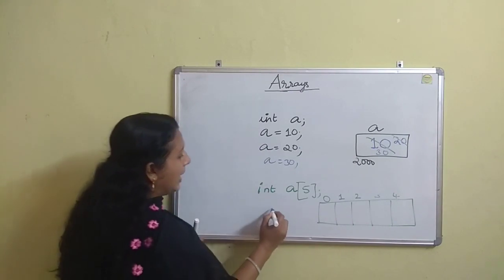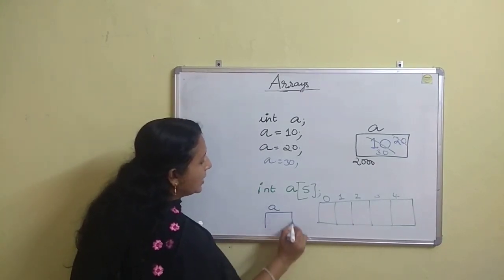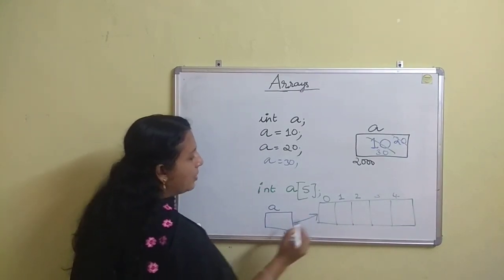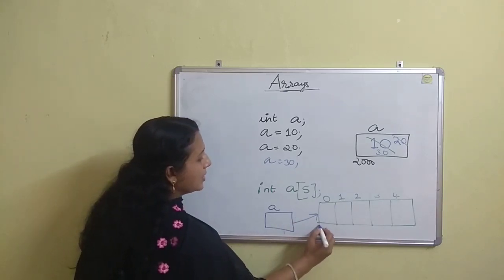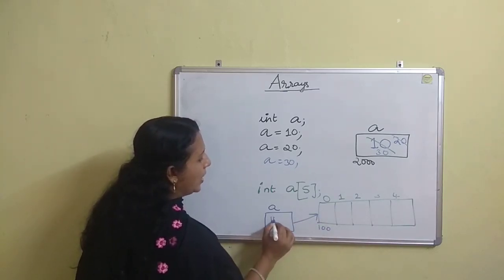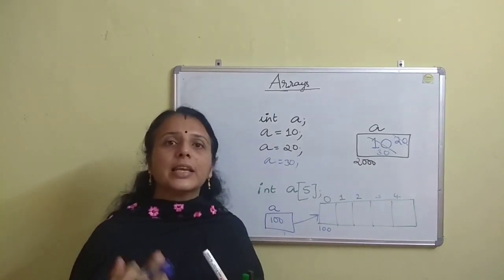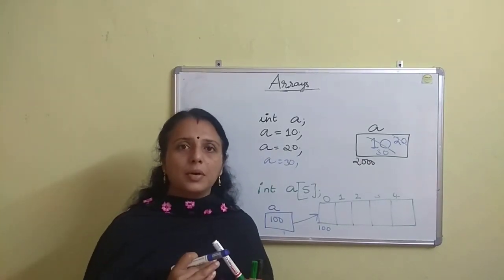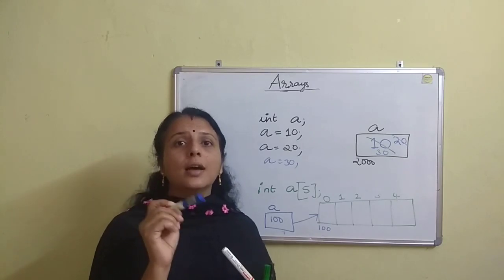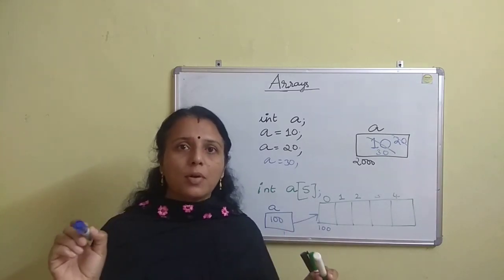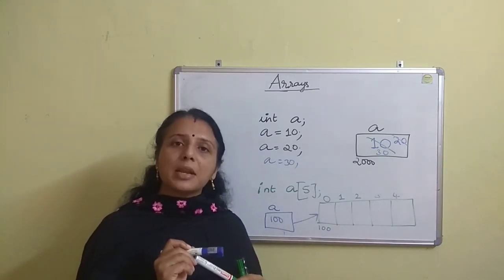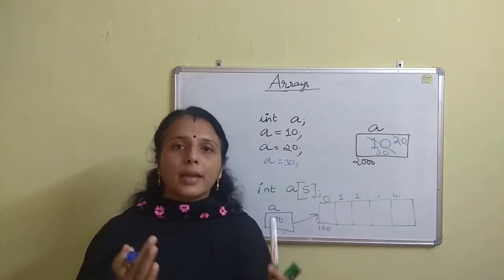So this variable A is holding the base address of this memory block. Suppose the base address is 100. So what is it holding? It is holding 100. So this array variable is acting as an internal pointer variable. Okay, so it is pointing to the base address of the memory block which is allocated by the memory manager when you are declaring an array.